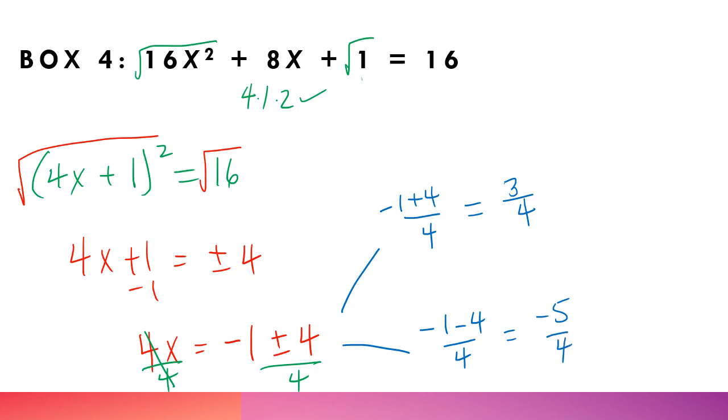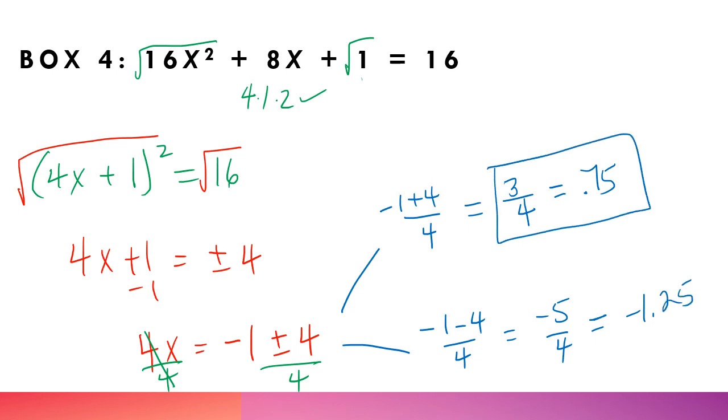So my two answers are, if you are a decimal writer, okay, there you go, 0.75, and here we have negative 1.25. Both are acceptable answers. Just read the instructions when you're doing your assignment on which one is wanted.